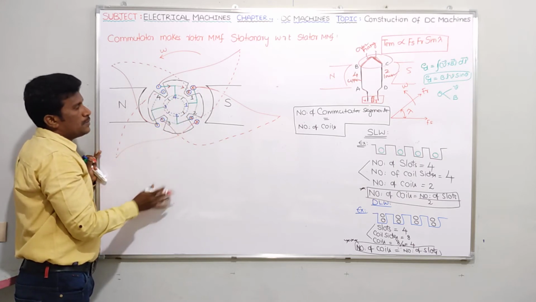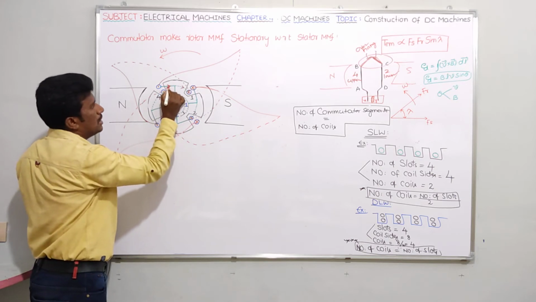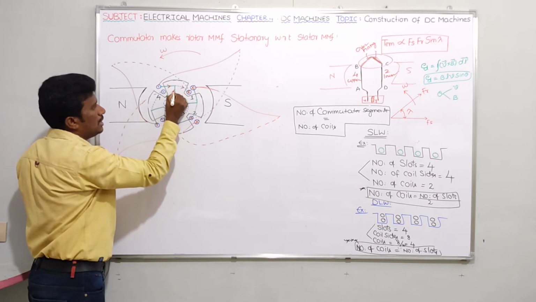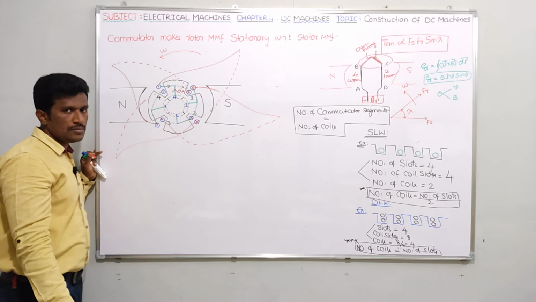Okay guys. Suppose if you apply KCL here, it is coming here and it is leaving. Therefore, what is the current here? I can say 0 amperes.